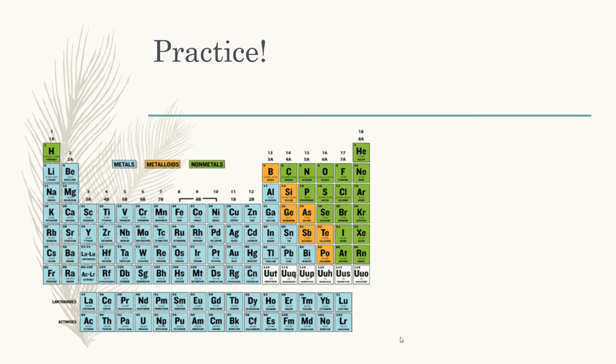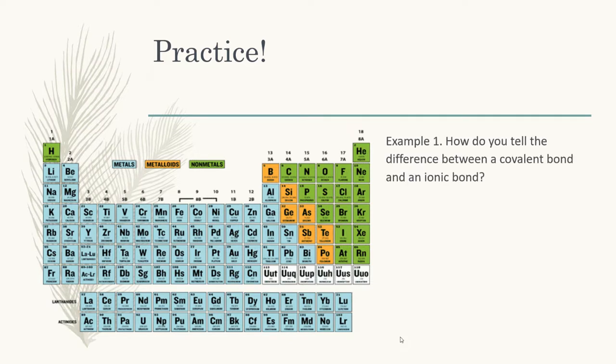So first off, we're going to be needing this diagram. It tells us what elements are metals, which ones are nonmetals. And you will have this on your Google form so that you can identify which are metal and which ones are nonmetal. So let's just start off.